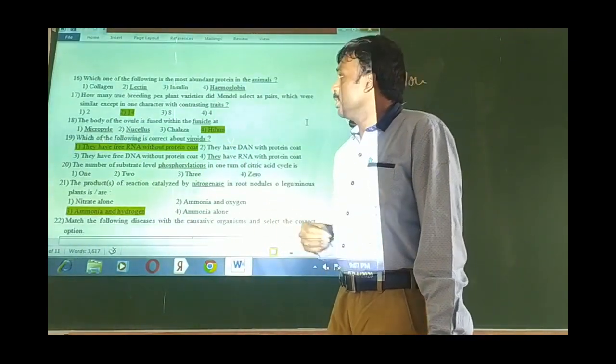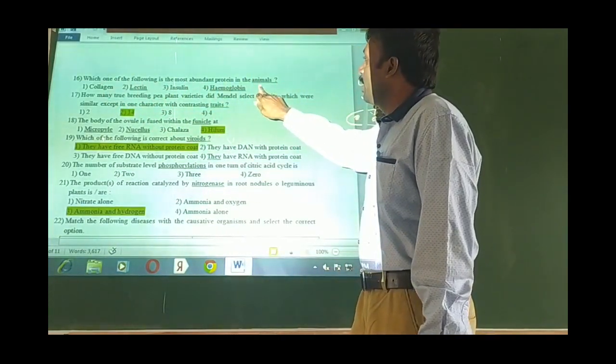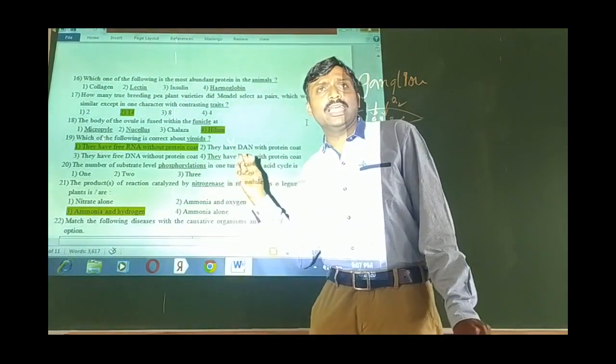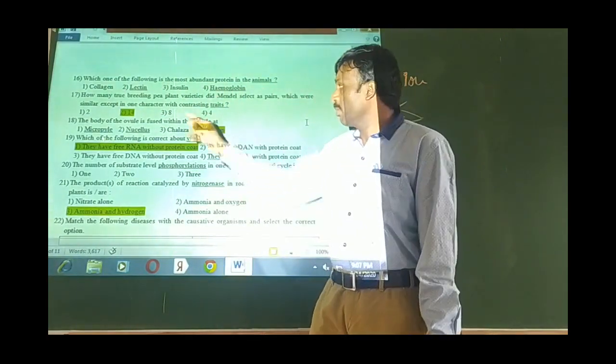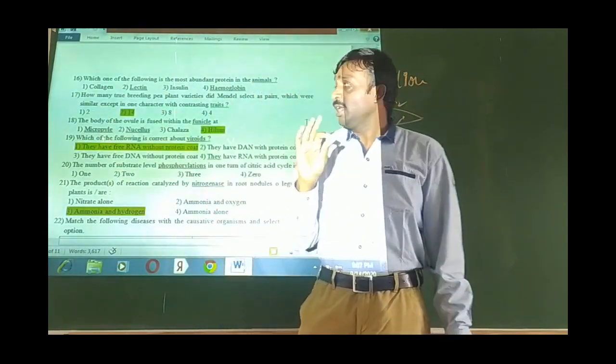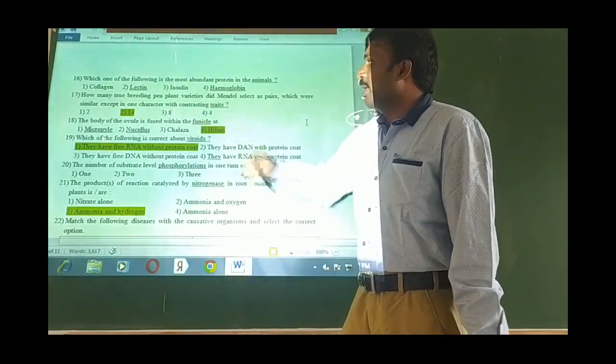Then moving to the 16th question. Which one of the following is the most abundant protein in the animals? Very, very basic question. Even an 8th class student can answer this question. Collagen, the first option. So collagen is the abundant protein present in animals. Then moving to the next question.